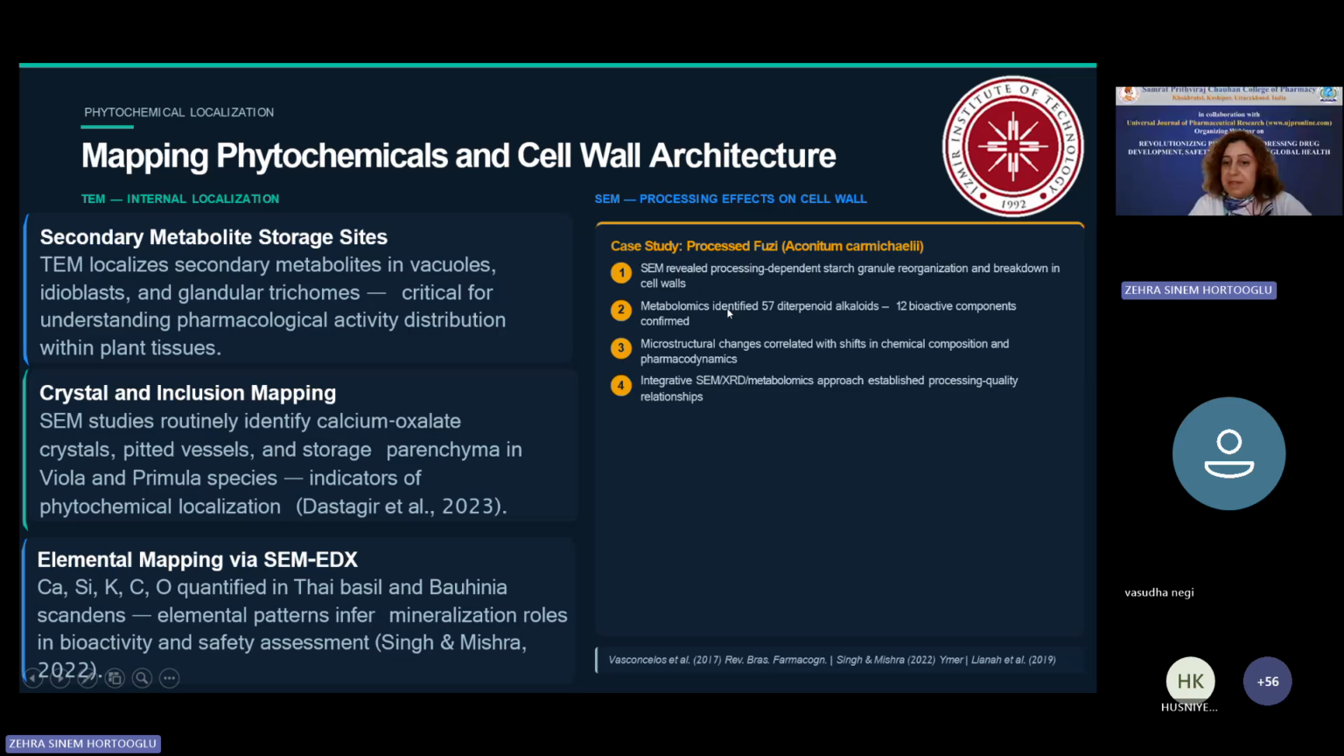SEM revealed that processing affects starch granules, with reorganization and breakdown in cell walls. Metabolomics identified 57 compounds, and determining alkaloids is very important because bioactive components were confirmed. Microstructural change correlated with shifts in chemical composition and pharmacodynamics. An integrative SEM, XRD, and metabolomics approach established processing quality relationships.